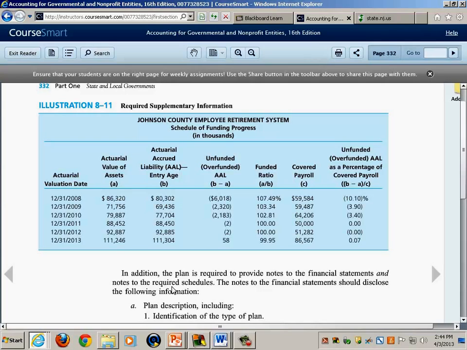So this pension plan is doing quite well. A funded ratio of 80% or better is not bad. These are the three things that you should really understand the meaning of besides the funded ratio. Okay. Any questions on that, by the way?